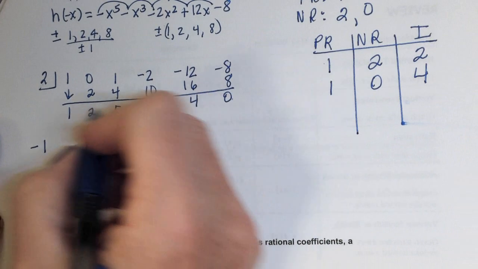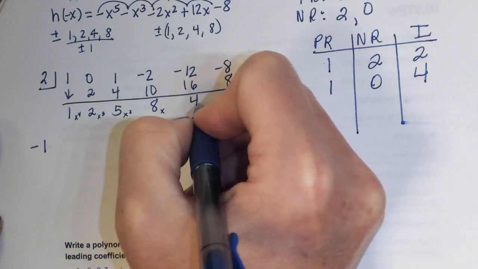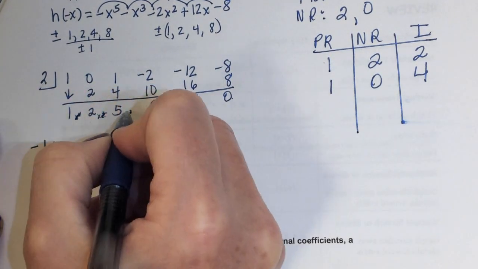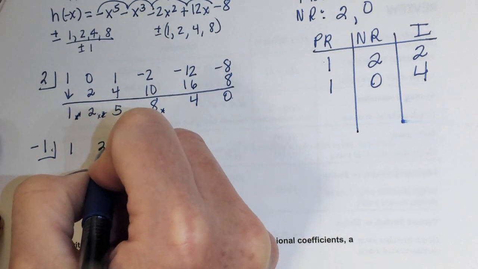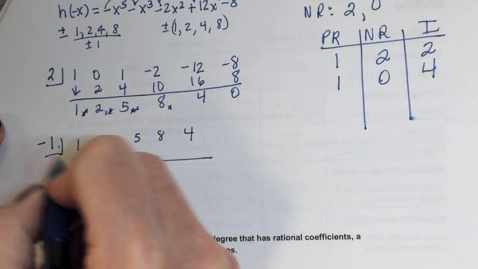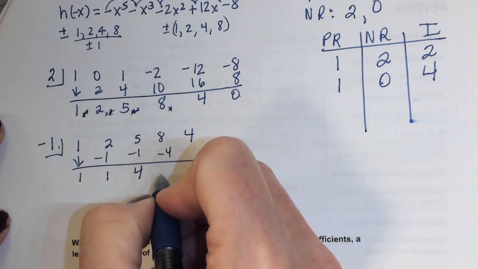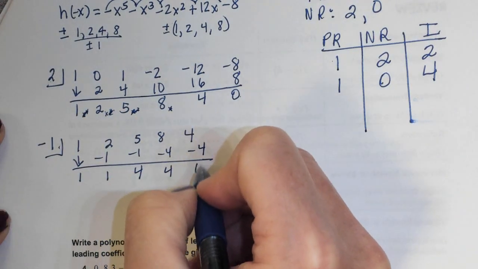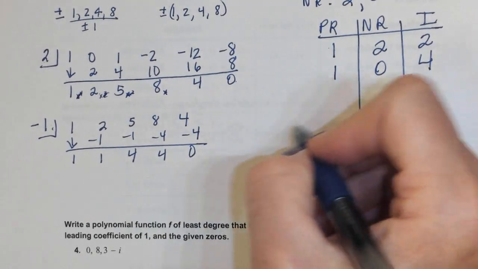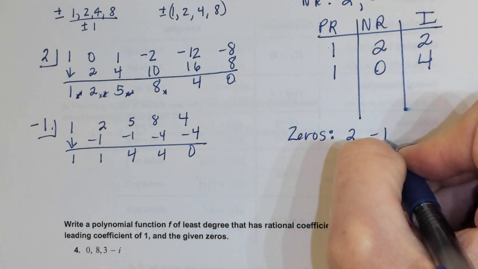So I'm going to do the negative 1 into this, because remember how this is x to the 4th, x to the 3rd, x to the 2nd, x, and my constant. All right, so we've used this now. You don't need all that, I'm just explaining. So that's 1, 2, 5, 8, and 4. So I bring this down. This is 1, negative 1, add, negative 1, add, negative 4, add, negative 4, add. Okay, great. So I'm keeping a list here of all of my zeros. My zeros are, so far, 2 and negative 1.